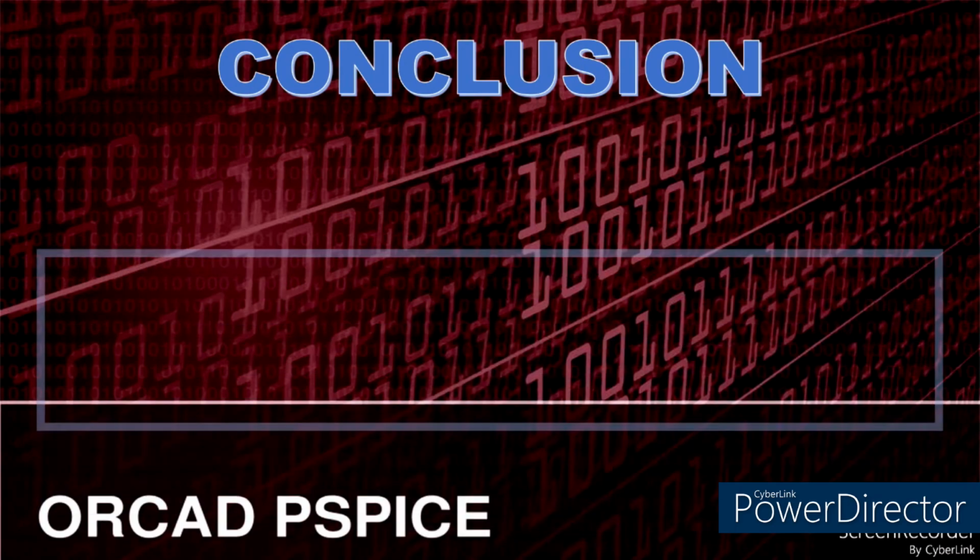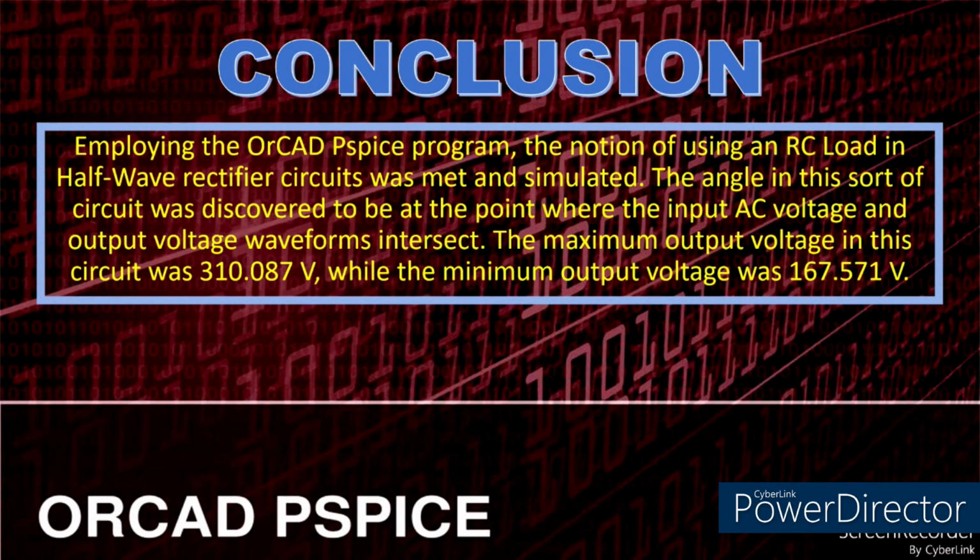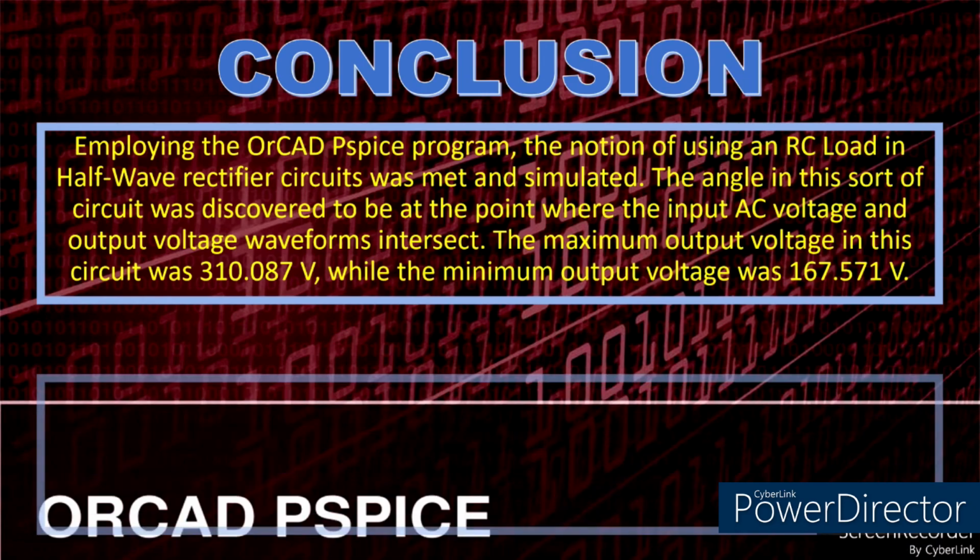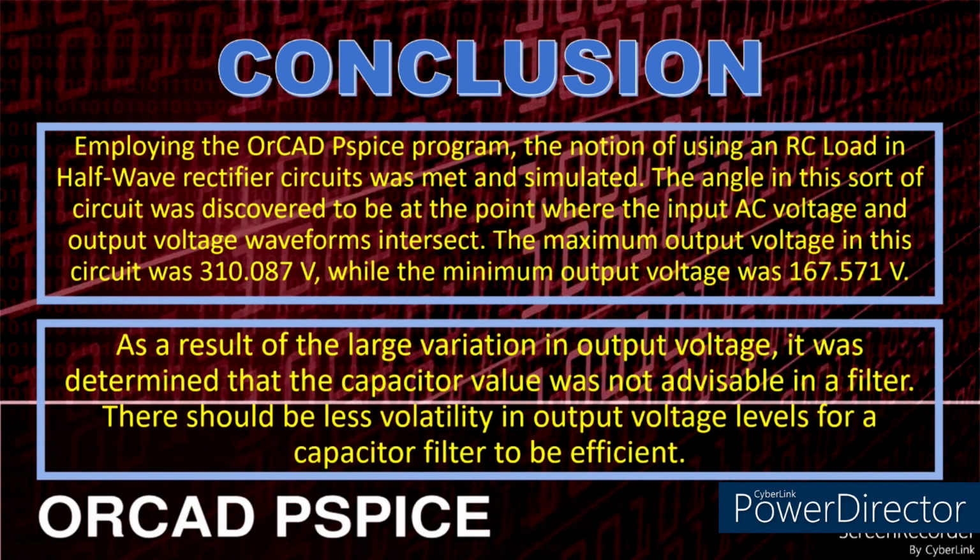Now, as our conclusion, first, employing the ORCAD PSpice program, the notion of using an RC load and half-wave rectifier circuits was met and simulated. The angle in this sort of circuit was discovered to be at the point where the input AC voltage and output voltage waveforms intersect. The maximum output voltage in this circuit was 310.087 volts, while the minimum output voltage was 167.571 volts.